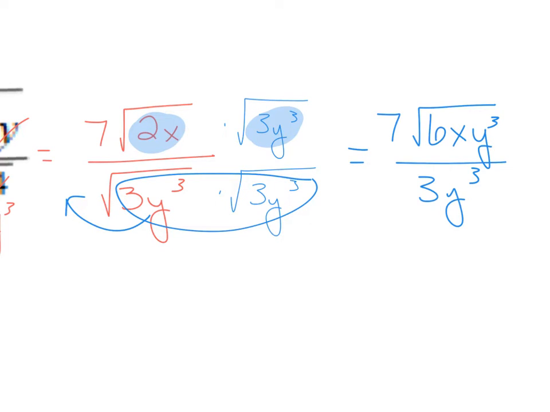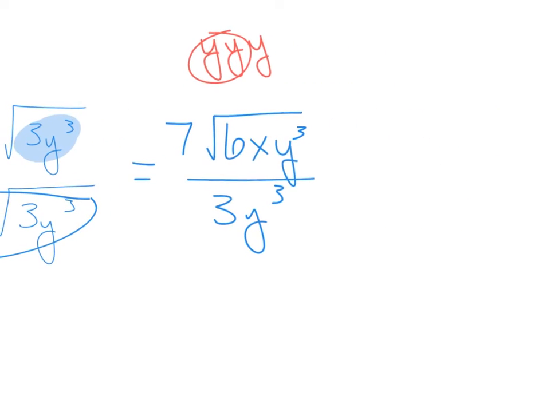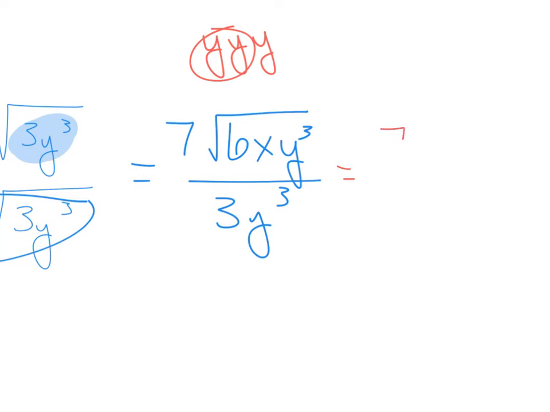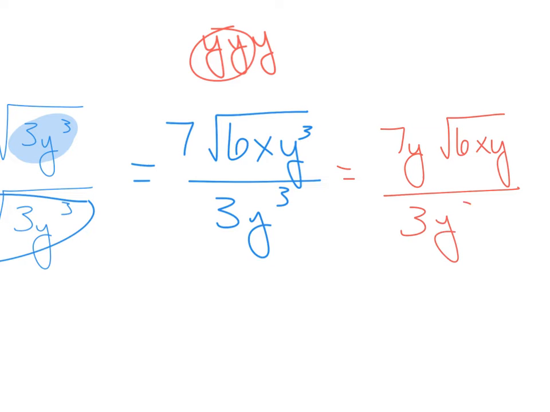Okay, now I can't do anything with the 6. It'll break down to 2 and 3, but it won't move out. X won't move out, but these y's, now that is something I can clean up. If I think about it, I've got 3 y's. I'm going to have one pair up and move out. So technically, I've got 7y, and then I have 6xy on the inside still. On the bottom, I've got 3y to the third.